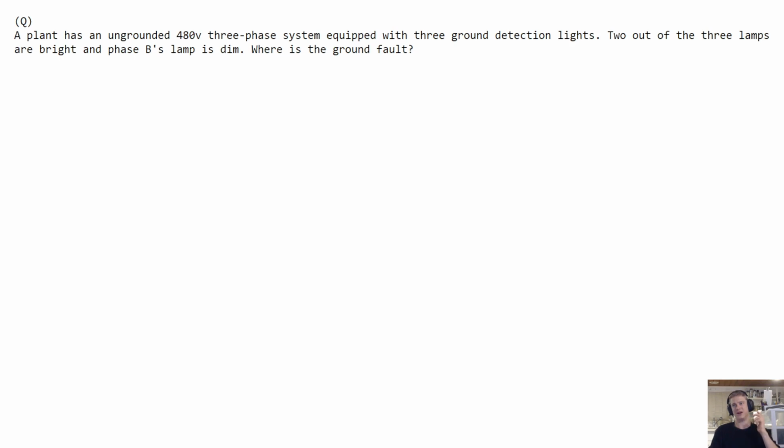Next, a plant has an ungrounded 480 volt three-phase system equipped with 3 ground detection lights. 2 out of the 3 lamps are bright, and phase B's lamp is dim. Where is the ground fault? Okay, now don't think about this one too hard. That would be the B phase. So in a 3-phase system, everything is connected in a way, but it's still sort of functioning in its own isolated system in a way as well, each of the phases.